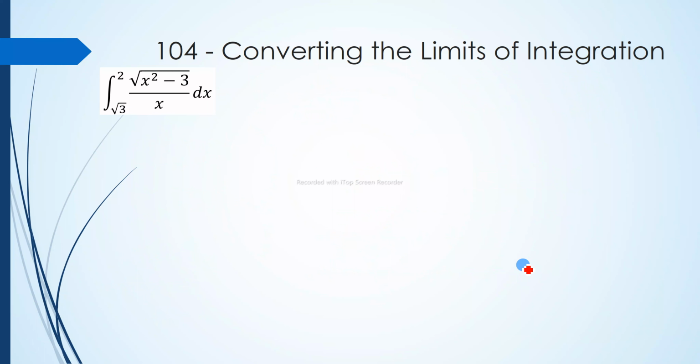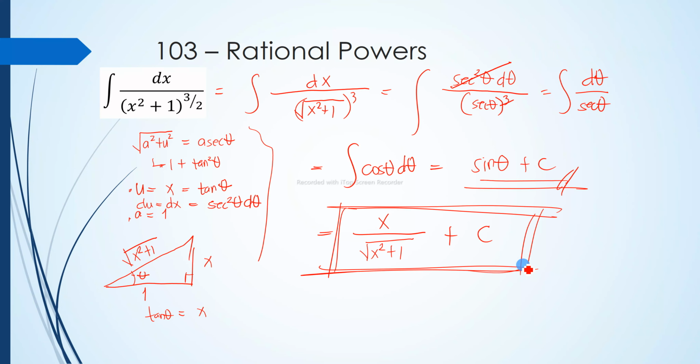Okay, next. We have here a definite integral. The lower limit is square root of 3, the upper limit is 2. So here we are going to tackle converting the limits of integration. What is converting the limits of integration? When you convert the equation and remove the radical by applying trigonometric substitution, you'll notice that x becomes theta, right? You convert it into theta.